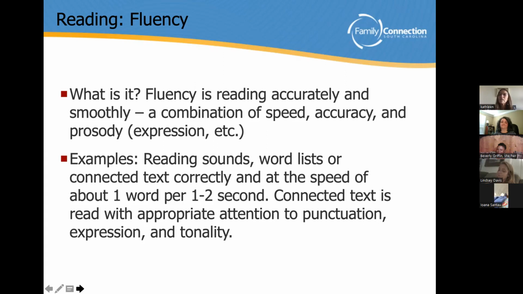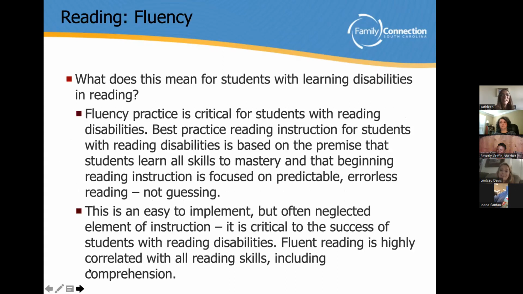It is so complicated, as opposed to Spanish, for example, where you have one sound, one symbol reliably. So English is just really hard. It's hard for everybody. All right, so fluency is critical. Once you have kids who are reading certain words, you have to practice them. They have to get predictable, errorless reading, not guessing.